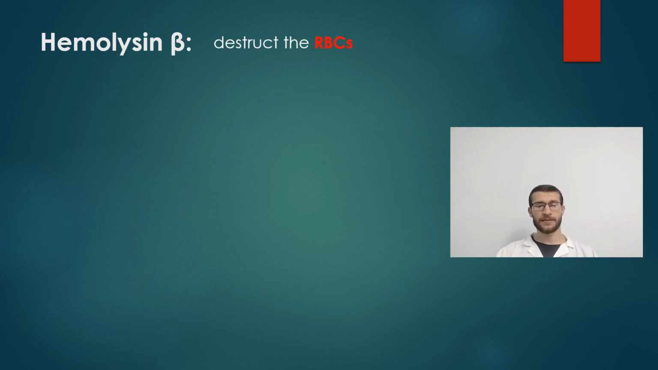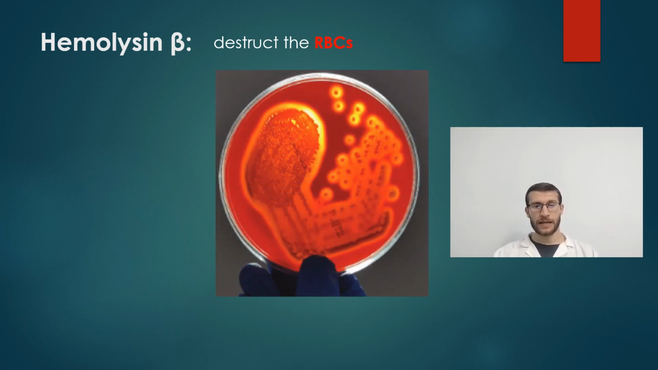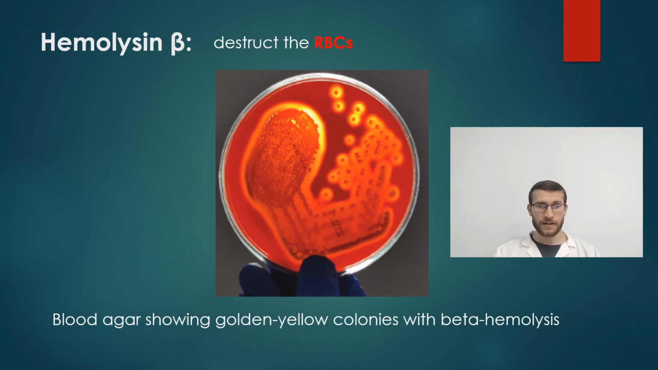The next dangerous toxin is hemolysin beta, which has the ability to destroy the red blood cells, which means if we put the colonies of Staphylococcus aureus in a blood agar plate in a petri dish, we will see the next picture, where we will find an empty spot of blood. That's due to the ability of this toxin to destroy the red blood cells. Now we see a blood agar showing golden yellow colonies with beta hemolysin.